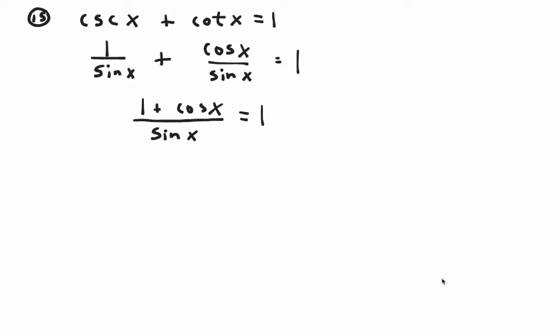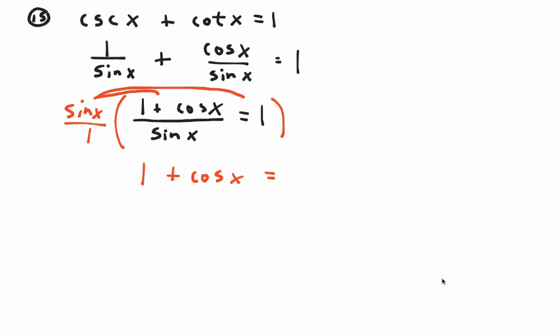Let's see, what can I do next? Let's clear that fraction. I'm going to multiply both sides by sine of x. And on this side, if I do this, put it over 1, and then visualize that, that's going to cancel. You have 1 plus cosine of x equals, and now I'm going to multiply sine of x times 1, which will be sine of x.